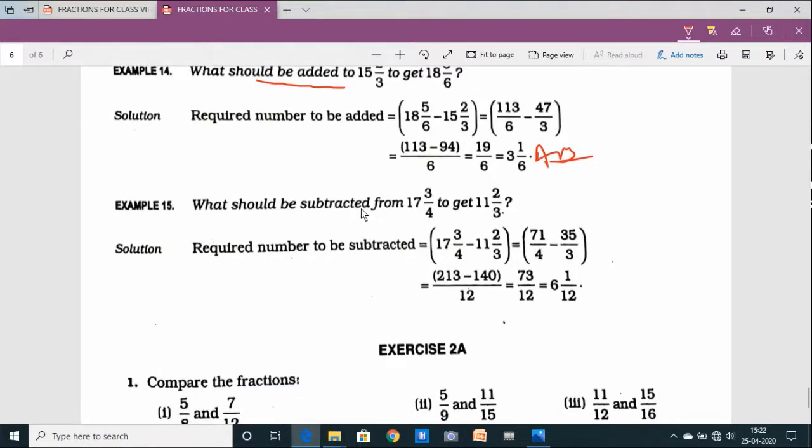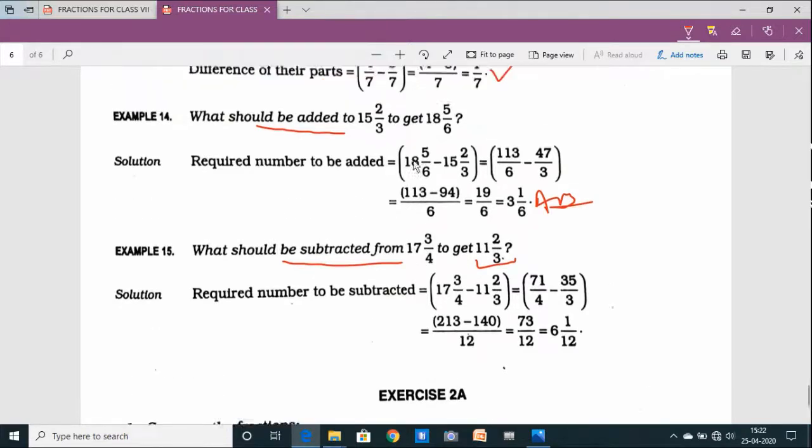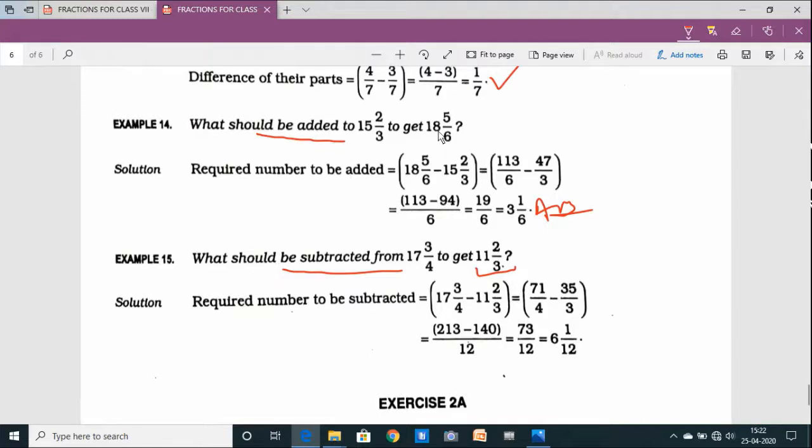What should be subtracted from 17 whole 3 by 4 to get 11 whole 2 by 3? Once again, what should be subtracted? The required number is subtracted. This is not the sum; it is the difference of both numbers, so it will be subtracted from the given number. In the previous question, 18 whole 5 by 6 was the sum of these numbers. That's why the sum of these numbers minus the given number gave the required number. Here the difference is taken, so it is subtracted.